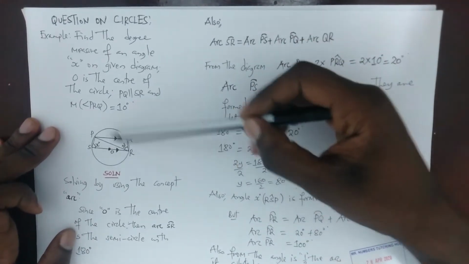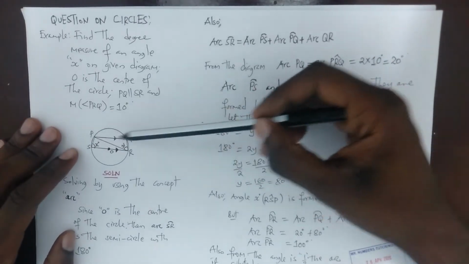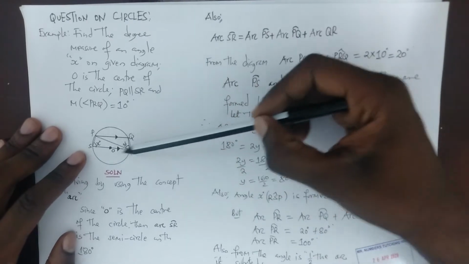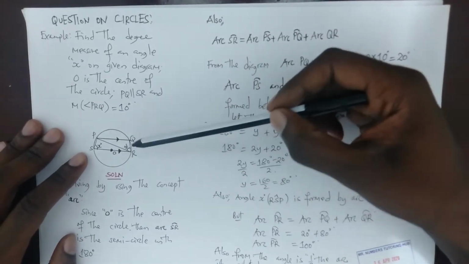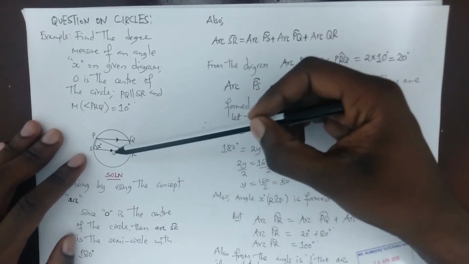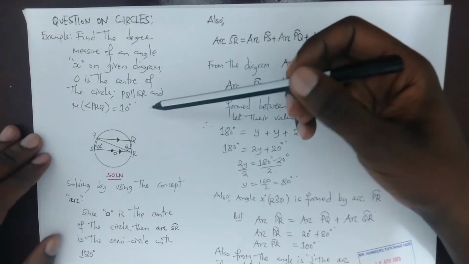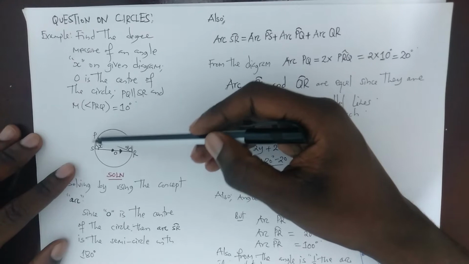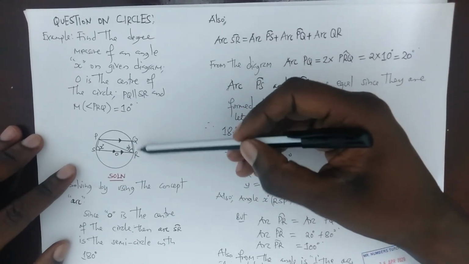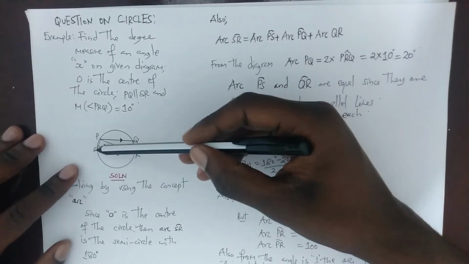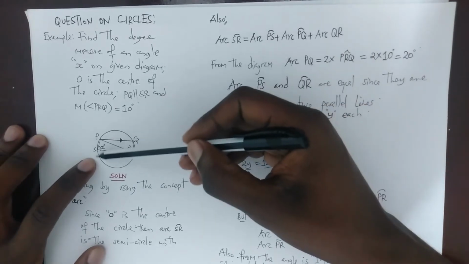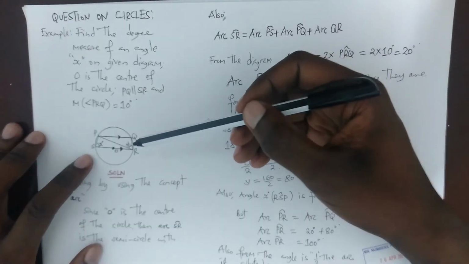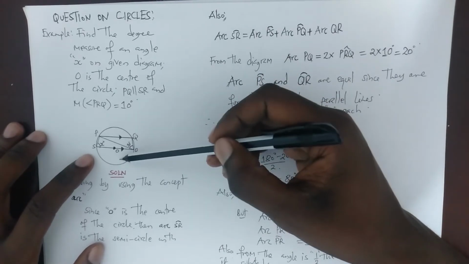Therefore, from our diagram, we have PQ, a chord. We have also SR as a chord. We have O at the center of the circle. And PQ is an arc, a part of the circumference of a circle. Also, QR is an arc, and SR is also an arc, but it can also be called a semicircle simply because O is the center of the circle.